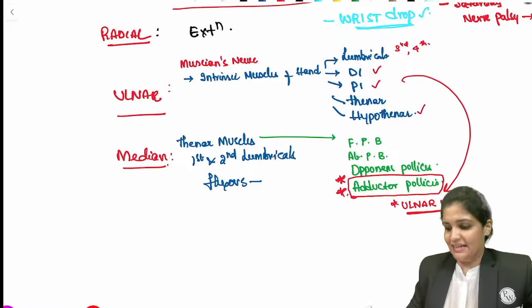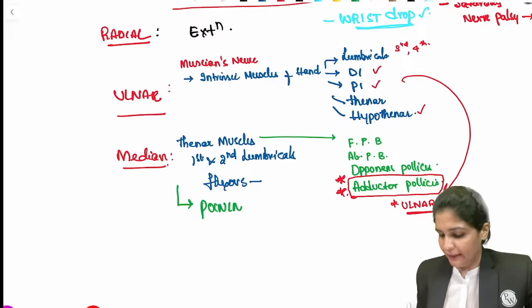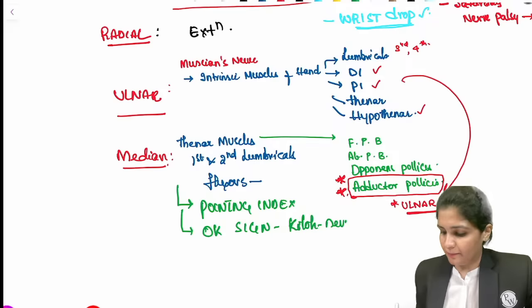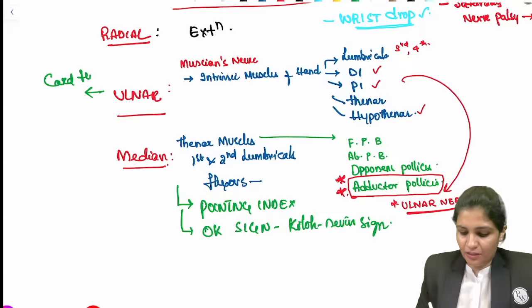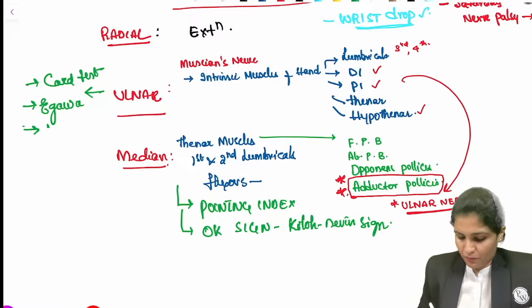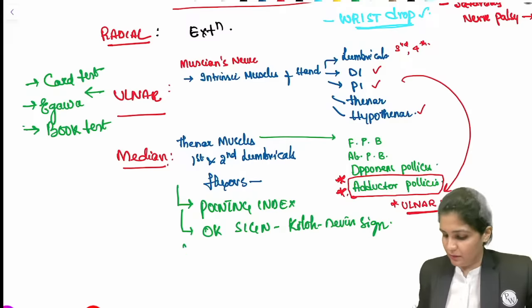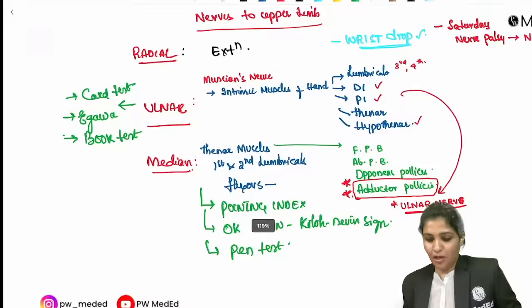So what are the various tests that will also complete this? For the median nerve, one of the important tests is the pointing index, and then the OK sign, that is Kiloh-Nevin sign or OK sign, right? And for the ulnar nerve, you have your card test. For testing the interossei, you have your Igawa test and the book test. And for the median nerve, you have your pen test, right? These are various tests by which we are testing the nerves of the upper limb. You can read them in great detail.